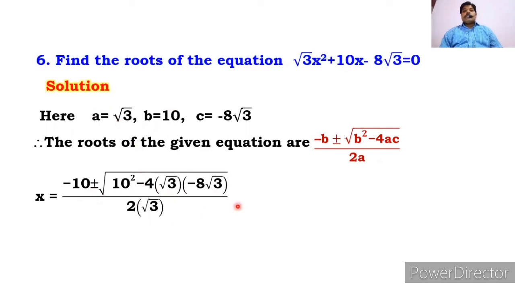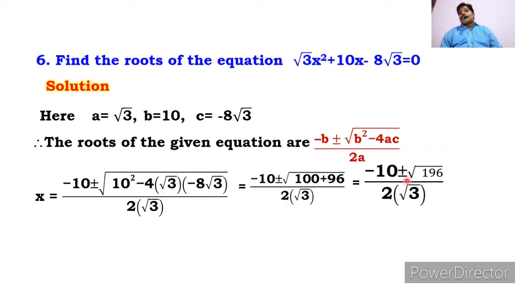So that is (−10 ± √(100 − 4(√3)(−8√3))) / 2√3. √3 into √3 is 3, so minus of minus plus 4 into 8 into 3 is 96. So 100 + 96 is 196, giving (−10 ± √196) / 2√3. The root of 196 is 14, so (−10 ± 14) / 2√3.